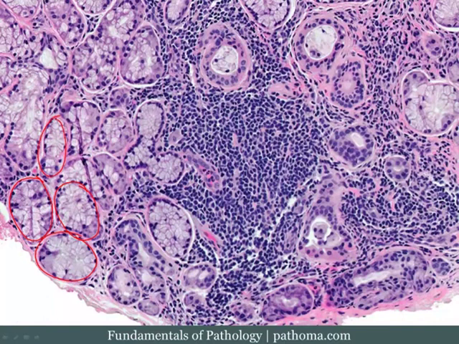Notice that some of the cells contain more pink cytoplasm, and these represent the serous cells, which are producing a more watery fluid, and other cells have a more abundant clear cytoplasm, and these cells represent the mucinous cells, which produce a mucus-like fluid. The watery fluid and the mucus-like fluid will combine together to make saliva.